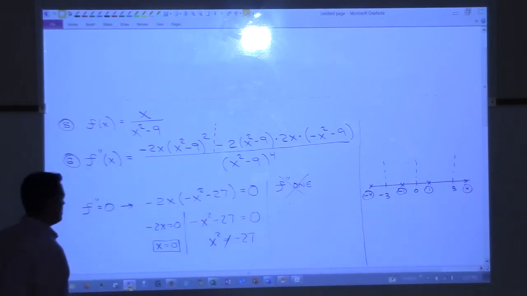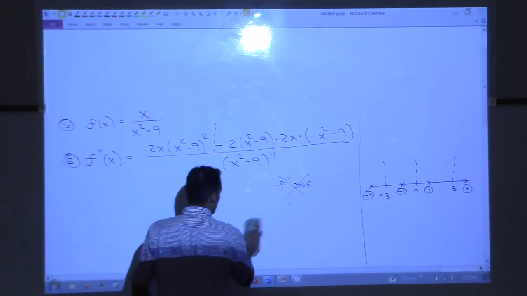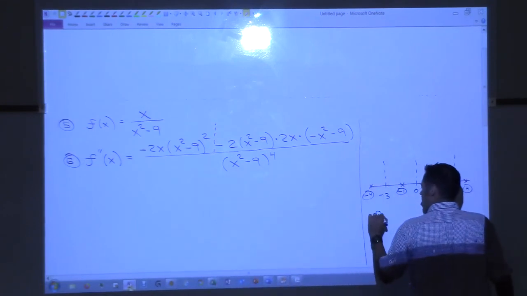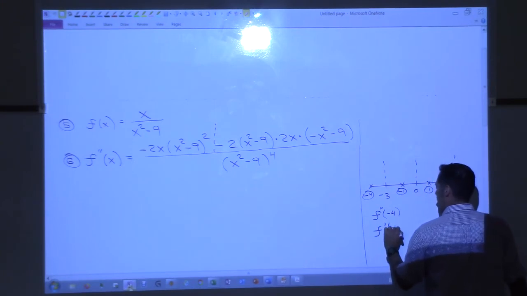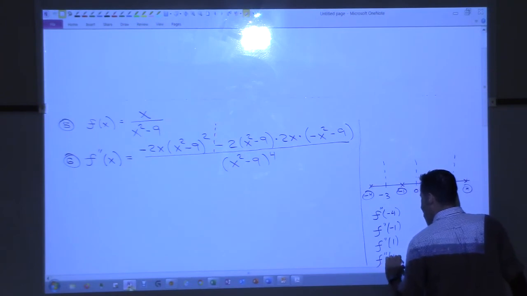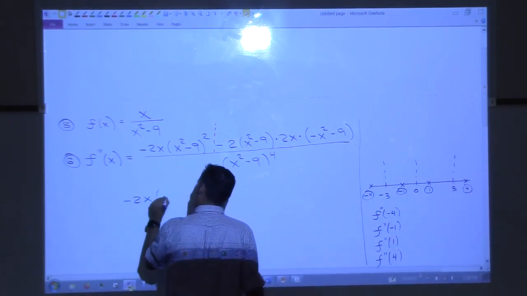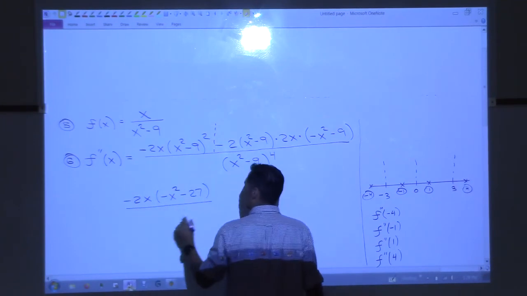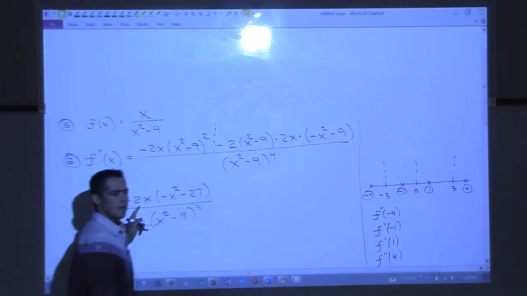Second derivative, which I erased. Okay, it's all right. So those are going into our second derivative. This time it's going to matter, all right? So we need f double prime of negative 4, f double prime of negative 1, f double prime of 1, and f double prime of 4. And our second derivative was negative 2x times negative x squared minus 27 over, I think that's what it was, x squared minus 9, that to the third. Wasn't that our second derivative?